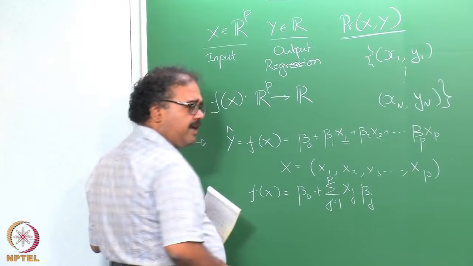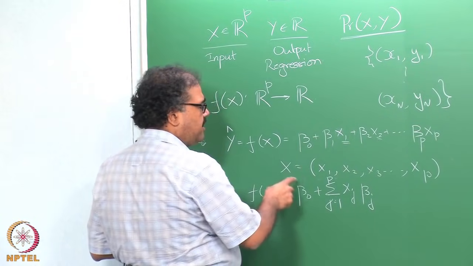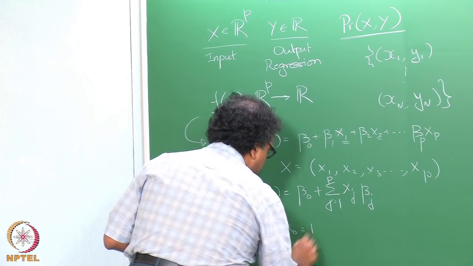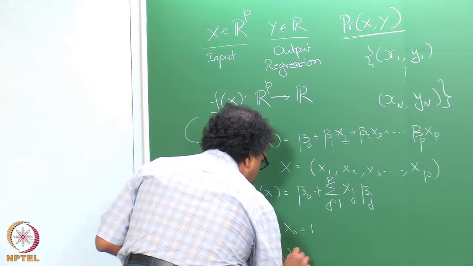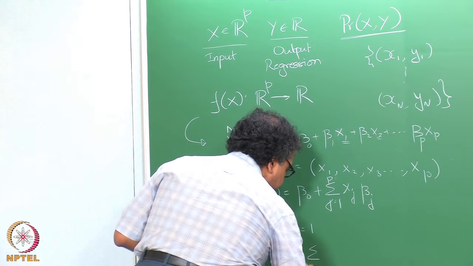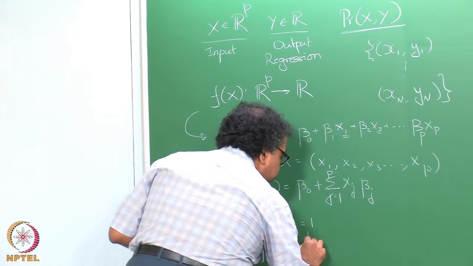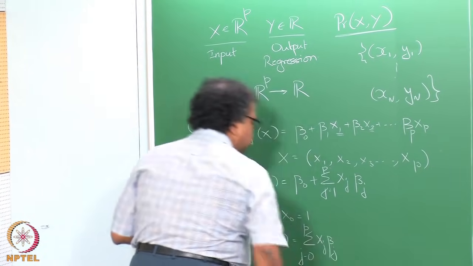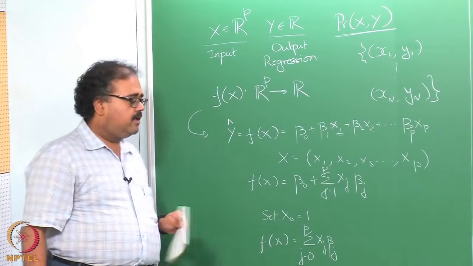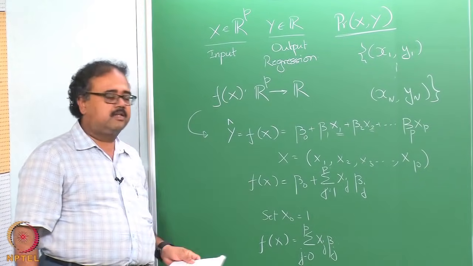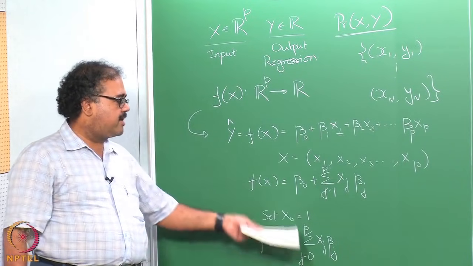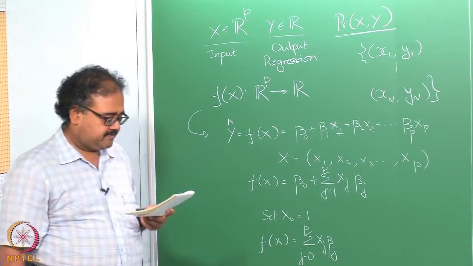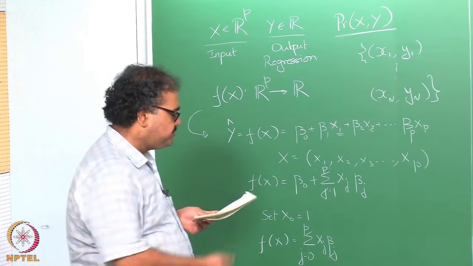An alternate way of writing this is to declare that I will set x naught equal to 1, and then I can remove this special treatment of beta naught and just write the summation j equal to 0 to p of x j beta j. Is that clear?